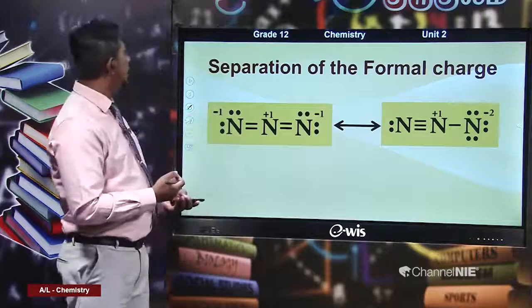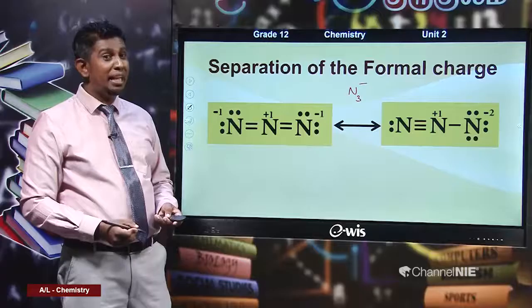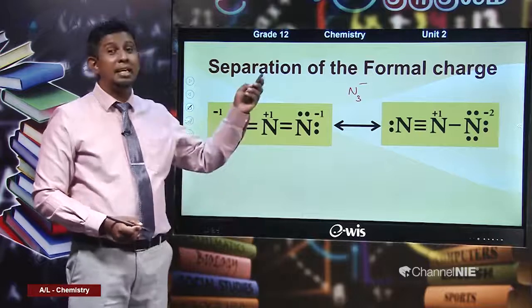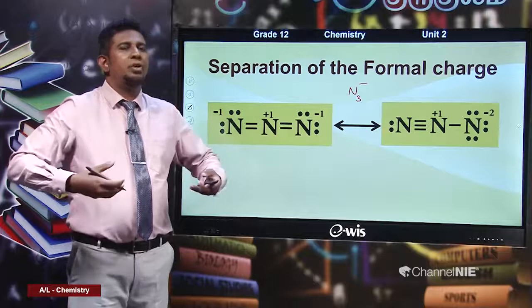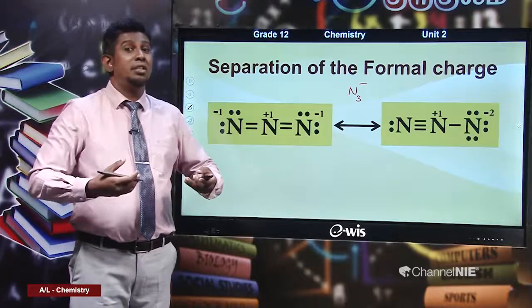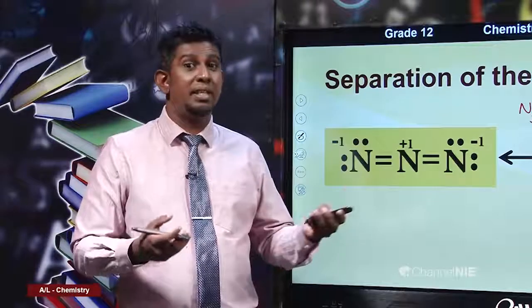Then it's a separation of formal charges. You could find it in this ion. What's the ion? It's N3 minus, the azide anion. Students, in motor vehicles, within the airbag, you could find sodium azide being stored. There would be an electrically induced or catalyzed dissociation reaction after an accident.